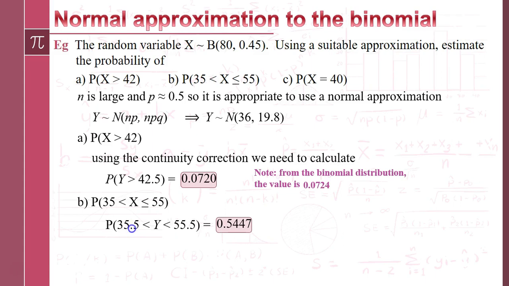And then finally, the probability that x equals 40. If we want a specific value, we're going to have to go from 39.5 to 40.5, and we get a value of 0.5983, and there you go.